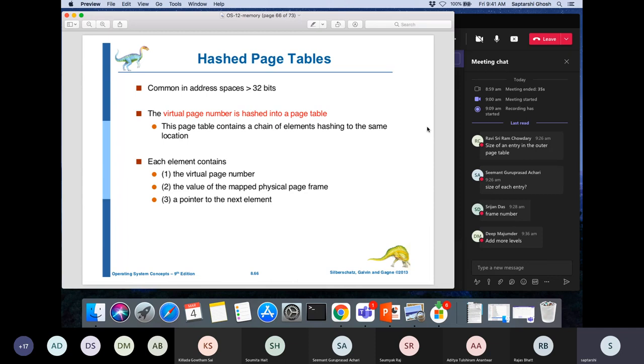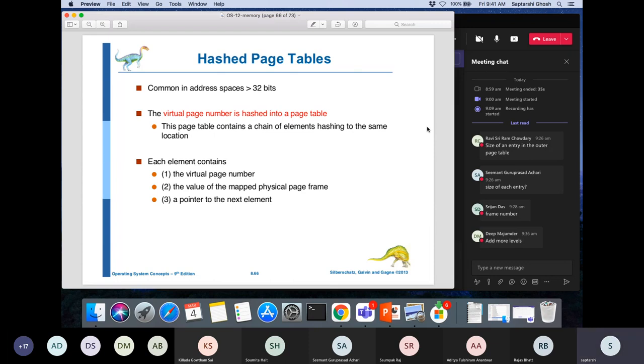And what is the idea here? It's much simpler. The virtual page number is hashed into a page table. And each page table entry can contain multiple frame numbers, basically a chain of elements, just like we do in hashing. In hashing, if multiple elements map to the same hash table entry, one solution is to just add a linked list with all those elements. That is exactly what is done.